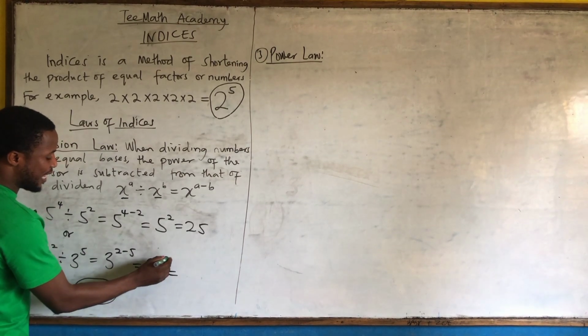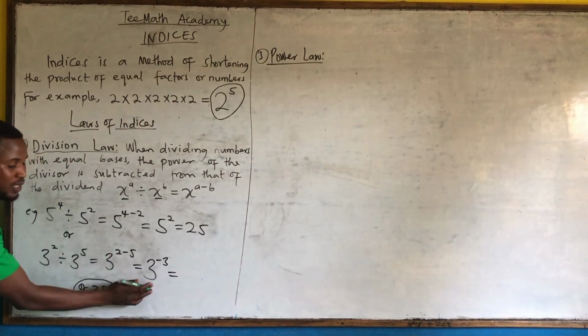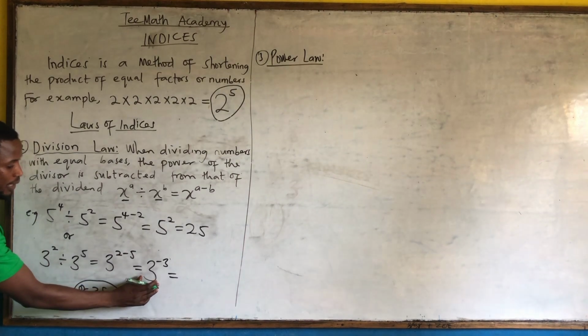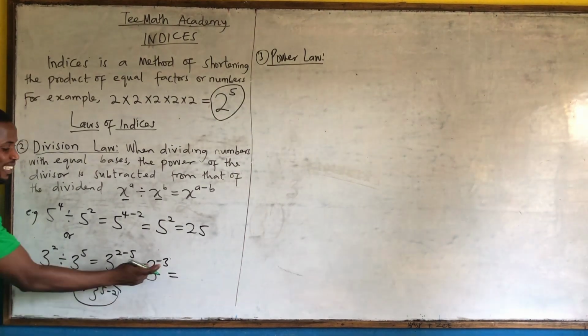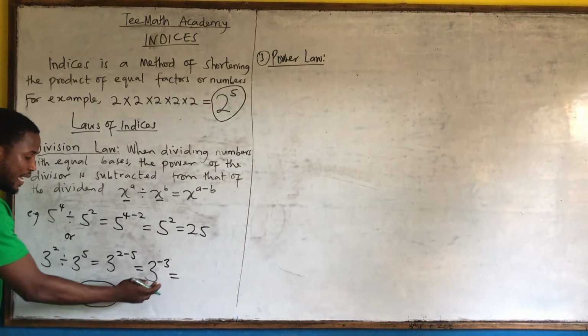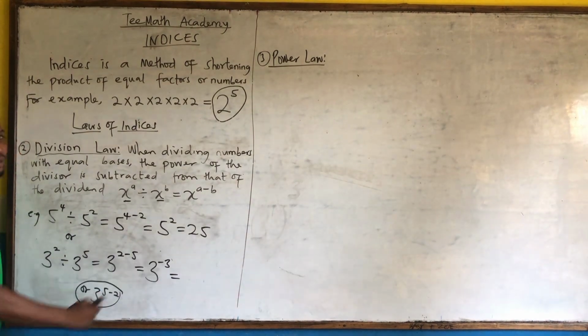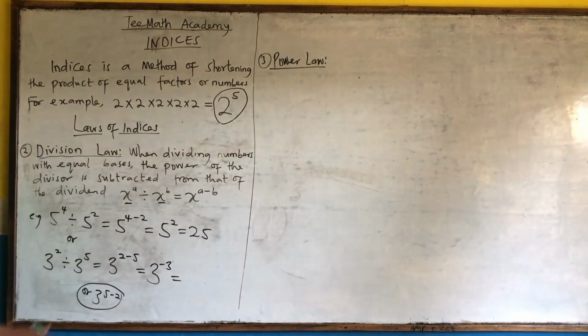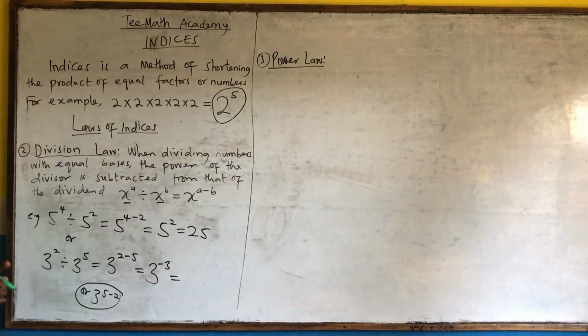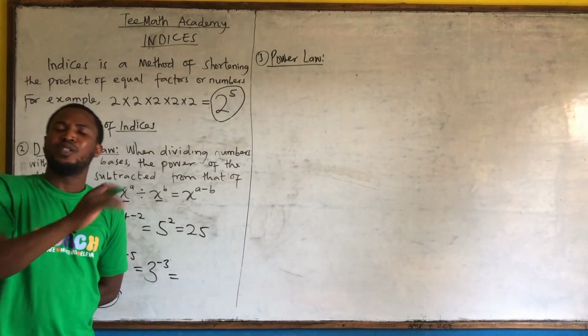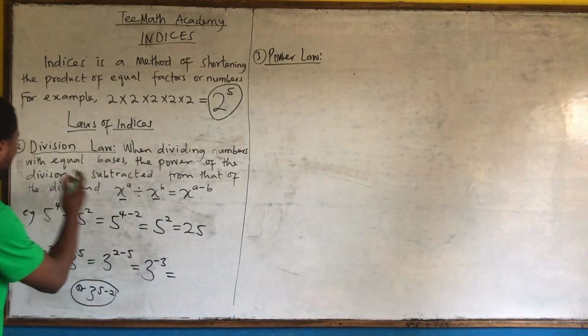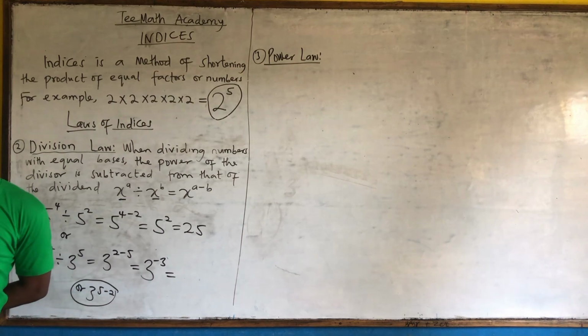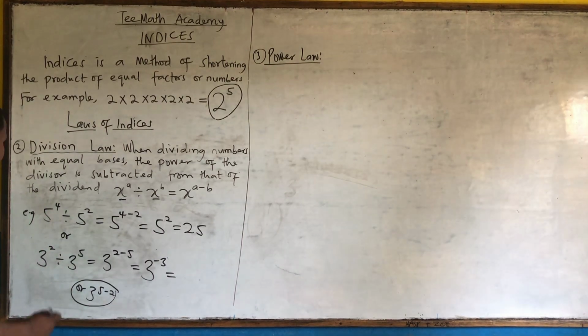Now, this is another law of indices, so I will stop here. When we get to that law, the negative index, I will come back to this place again. Then you will know how to solve this. If you must excel in indices, you must know all these rules of indices. So this is rule number 1, the multiplication law of indices, which we have done. Then number 2 is the division law.